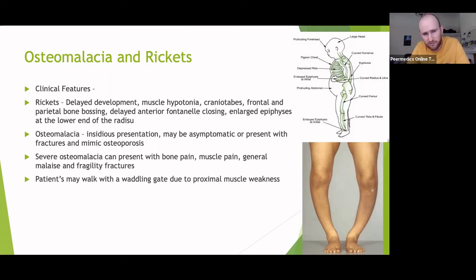So with adults, though, osteomalacia is more of an insidious presentation. Often they're asymptomatic and then will present with fractures or mimic osteoporosis in different ways. So at an advanced stage, if you're getting fractures, there would be pain, muscle pain, and then general malaise and things, just because of the other functions that vitamin D has. Okay.